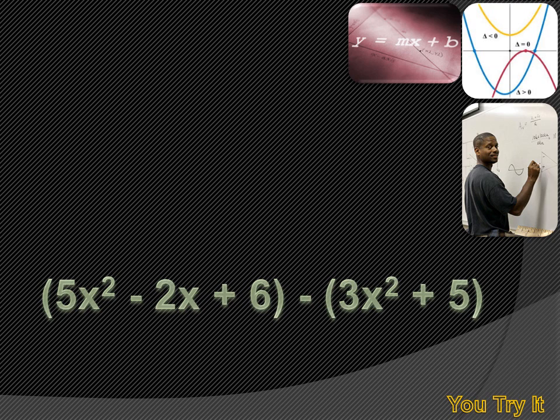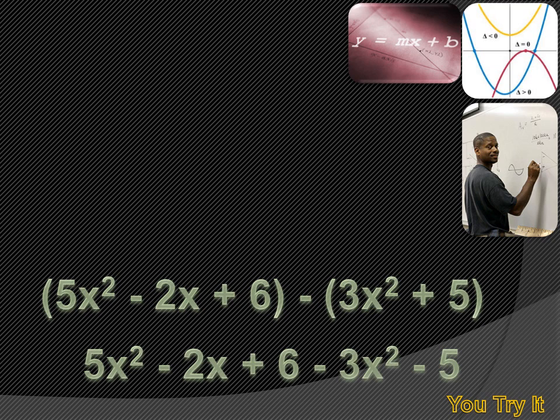Now I'm going to do this one horizontally. I'm just going to get rid of the parentheses around each of these polynomials and rewrite this to read 5x squared minus 2x plus 6. That's just the first polynomial brought down exactly as it was originally stated. But for the second polynomial, I've got a minus sign in front of the whole polynomial, so I have to change the sign of both of the terms inside the polynomial. My plus 3x squared becomes minus 3x squared, and my plus 5 becomes minus 5.